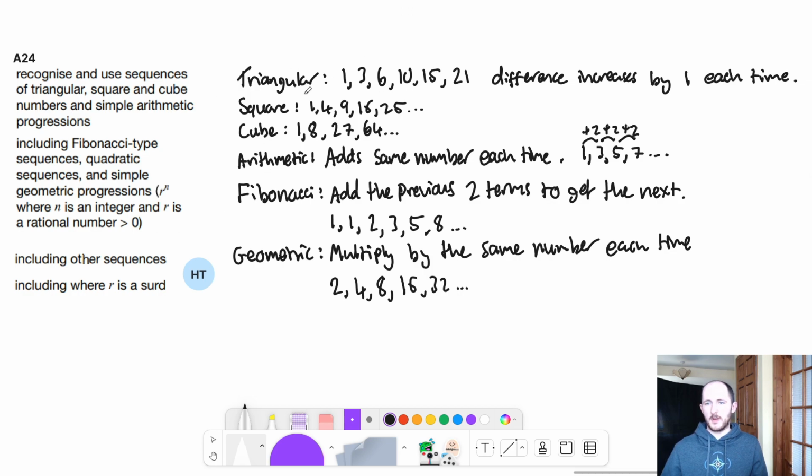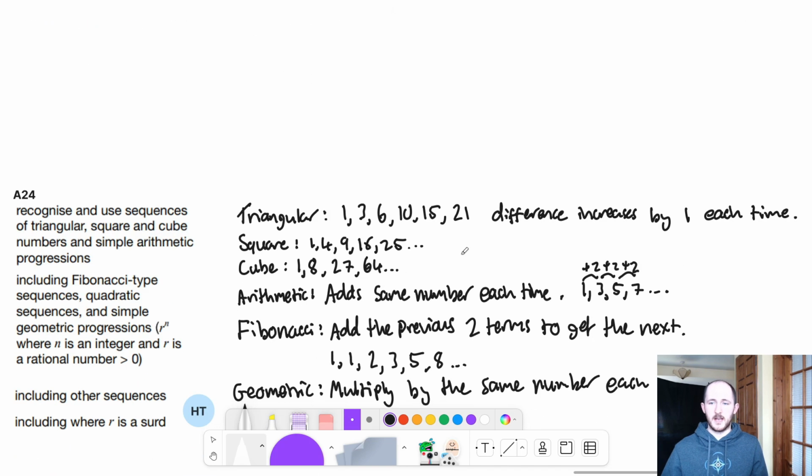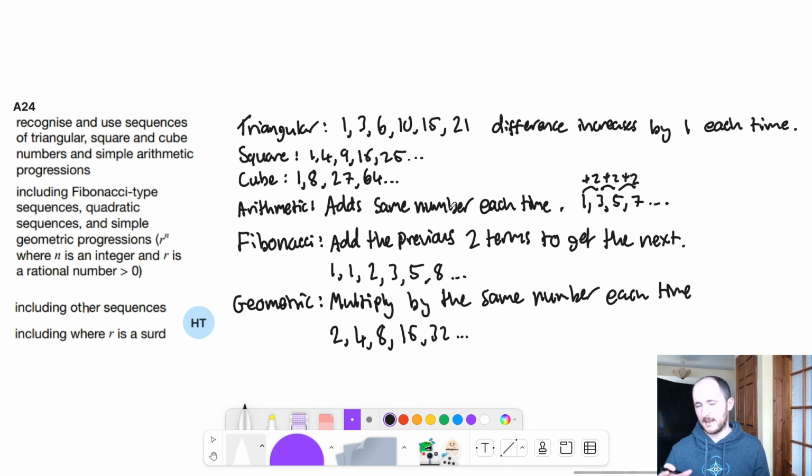First of all, we have triangular. This is one that a lot of people neglect because it doesn't really come up that much, and a lot of students will be like, triangular, what the hell's that? Basically, the difference increases by 1 each time. So just like in this question here, you could call that triangular, well, okay, it's not technically triangular. But the idea is that in a triangular sequence, it starts at 1 and then the difference increases by 1 each time. So it goes up by 2, then by 3, then by 4, then by 5, then by 6, then by 7, and so on.